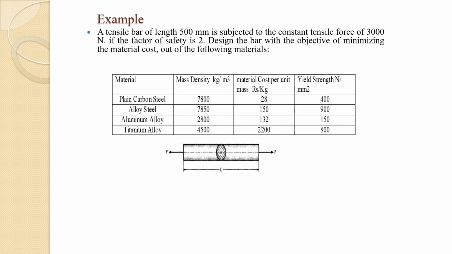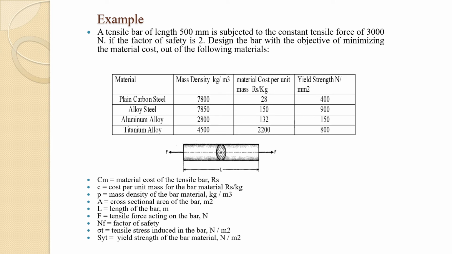This is the circular cross-sectional tensile bar. Observe this numerical. This is the first step: write down the given things from the design numerical. Before proceeding with the numerical, length 500 mm is given, that is the specified parameter. Factor of safety 2 is given, that is also a specified parameter. Force is given, that is also a specified parameter.